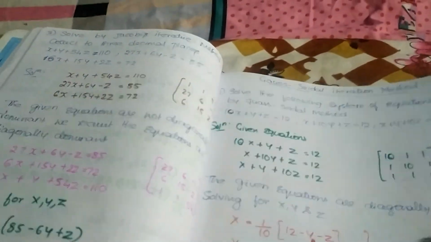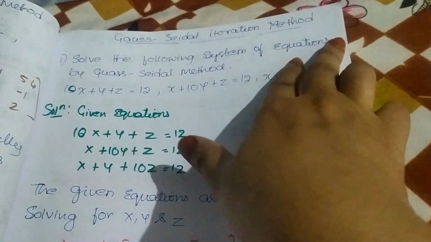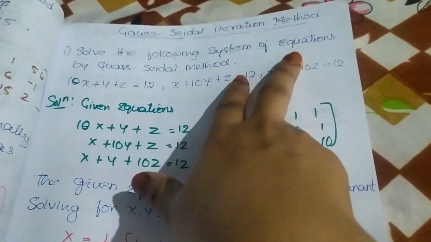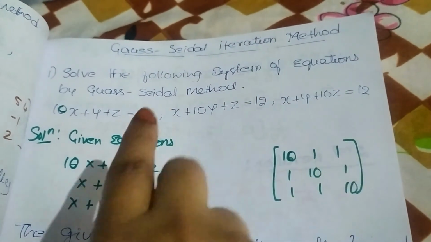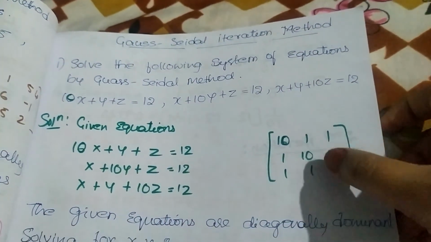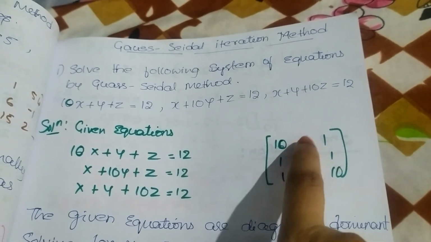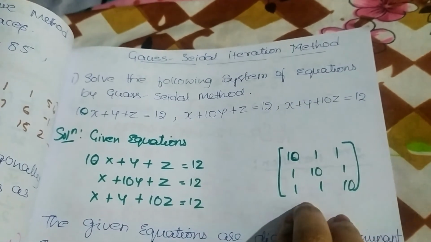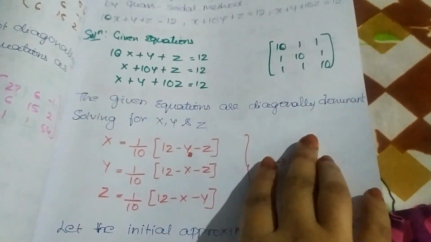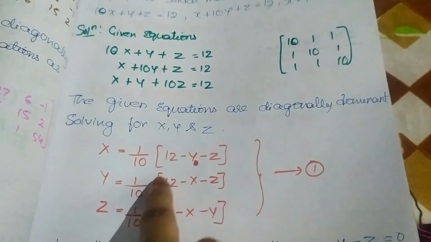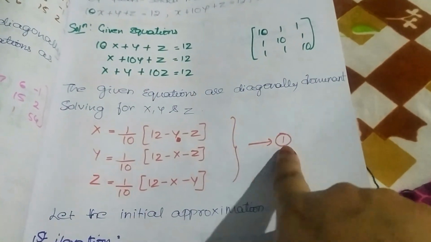Now we'll see the example here. Gauss-Seidel iteration method. Solve the following system of equations by the Gauss-Seidel method. The system of equations is given here. Check and see the diagonal values. These are greater than the other values, therefore it is diagonally dominant, so we can continue the process. Solving for x, y and then z, we get these equations.